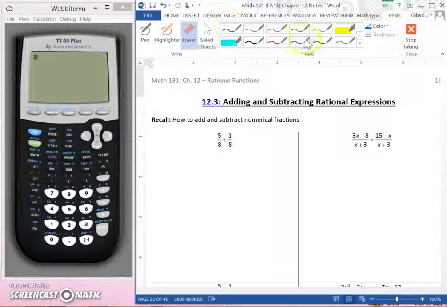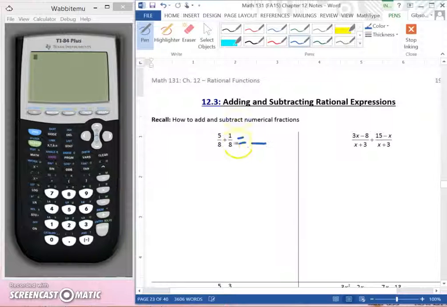Hello class, we're about to start section 12.3, adding and subtracting rational expressions. Recall how to add and subtract numerical fractions. We have 5/8 plus 1/8. Remember, in order to add fractions, we must have the same denominator. That is with addition or subtraction.